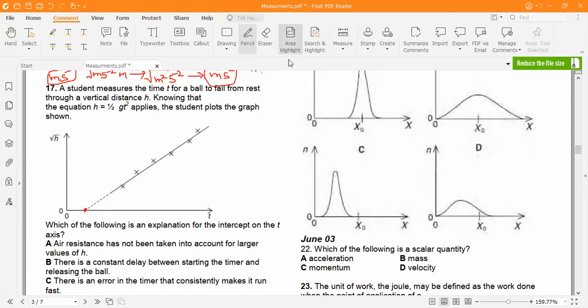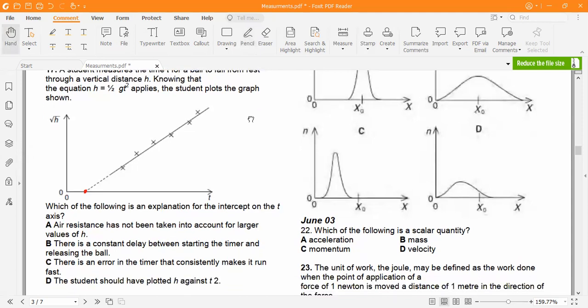We did two types of errors, right? Do you remember? One was random error, the other was systematic error. Which one is this? Systematic. This is actually systematic error. Why is it systematic error? Because it is giving us a totally wrong reading, passing through a totally different point.